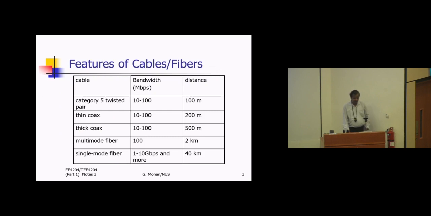And this table shows features of some of the important cables and fibers. Again, as I said, as a network engineer, you should be familiar with these kinds of features. So when we say cables or links, two questions arise. What is the data rate, or what is the capacity it can provide? And how long can the communication take place without requiring any amplifiers or anything.